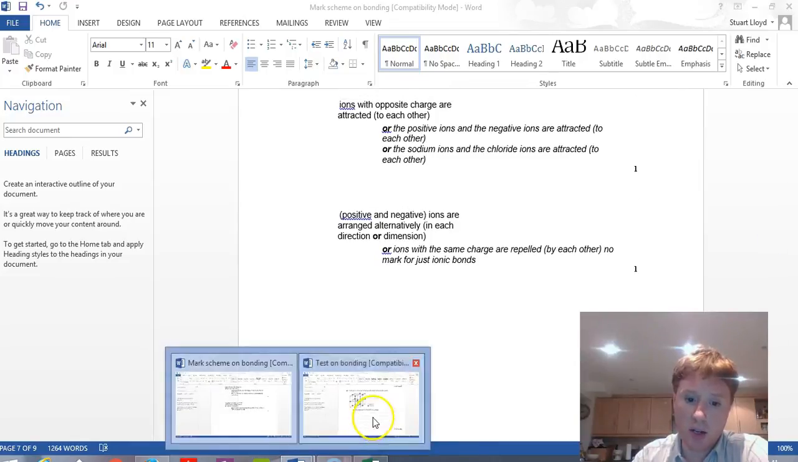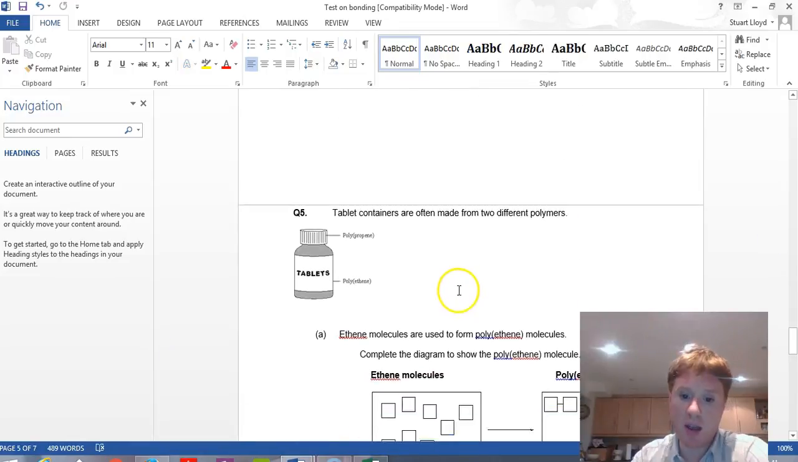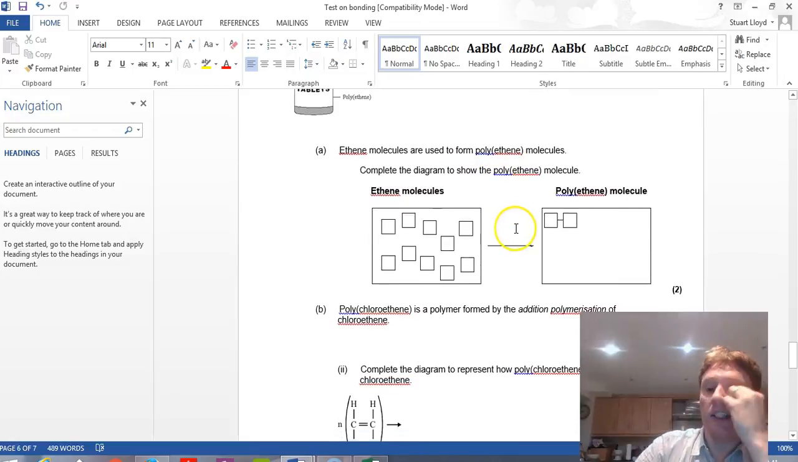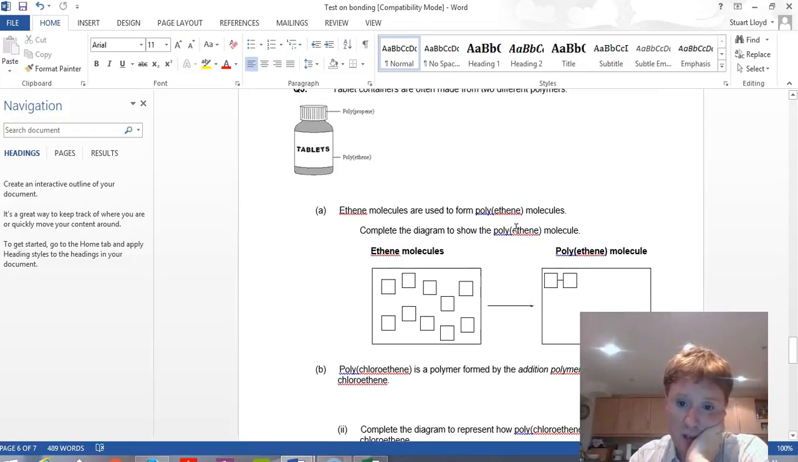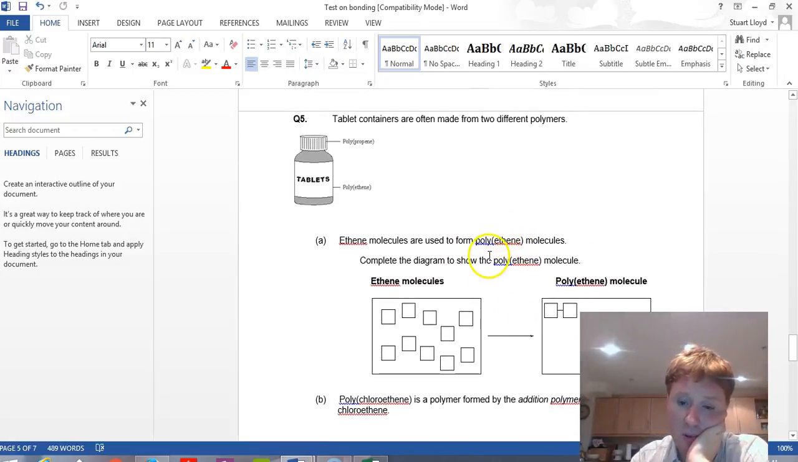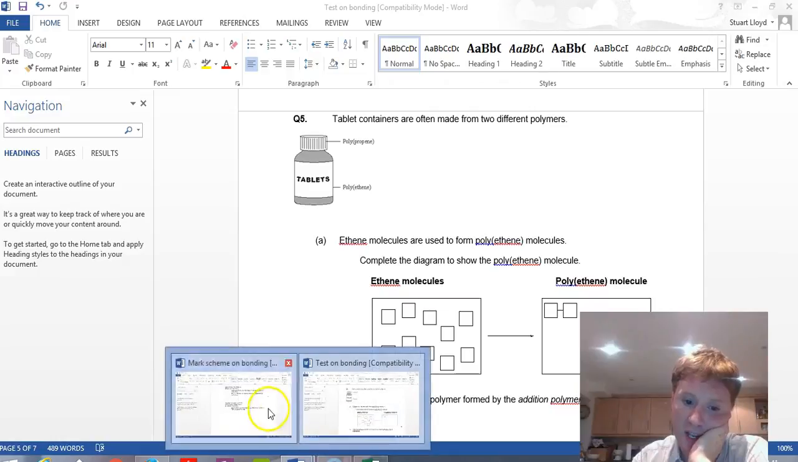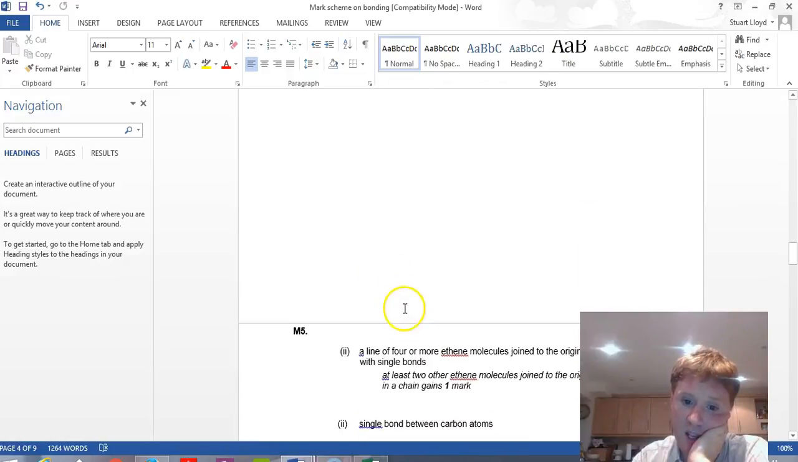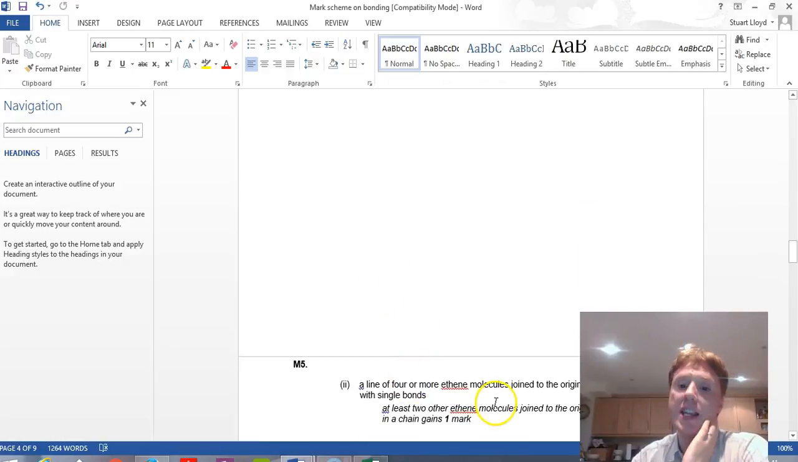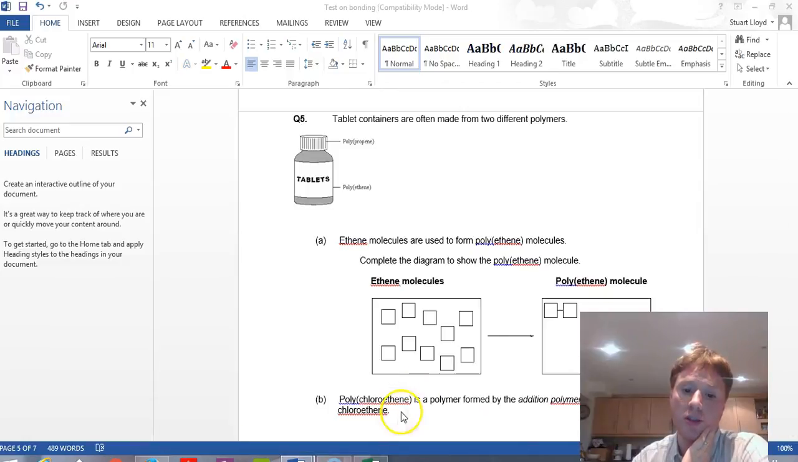Right, question 5 is about polymers. 2 marks. Complete the diagram to show the polyethylene molecule. All you had to do for this was a line of 4 or more ethene molecules joined to the 2 original with single bonds. So what you needed to do is line, square, line, square, line, square, line, square.